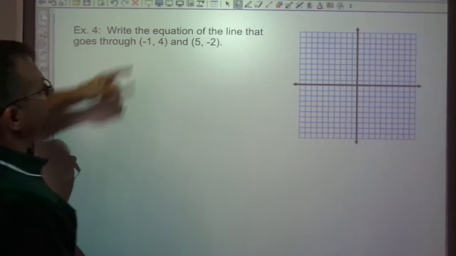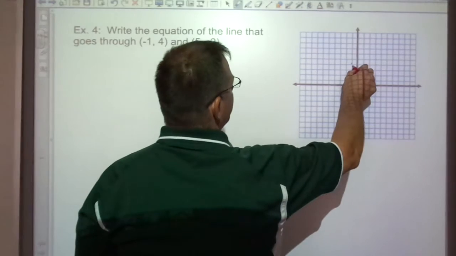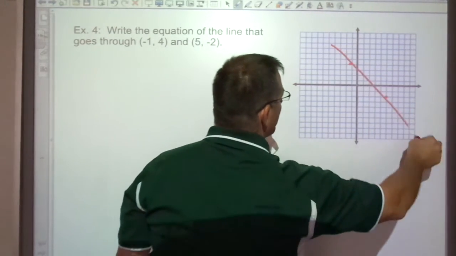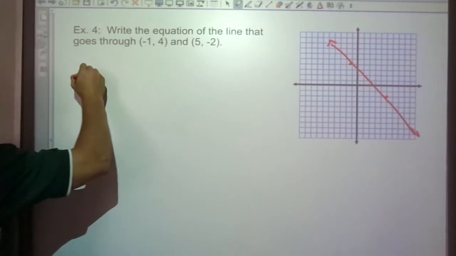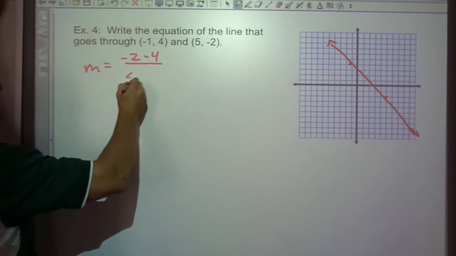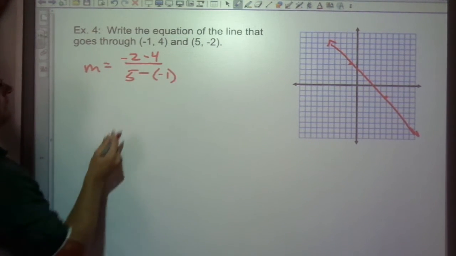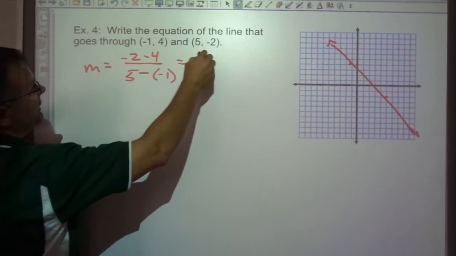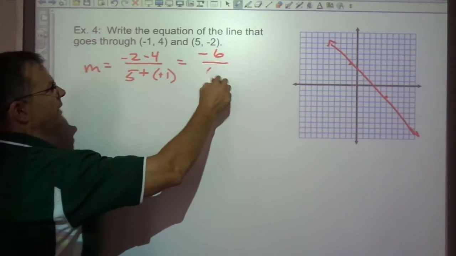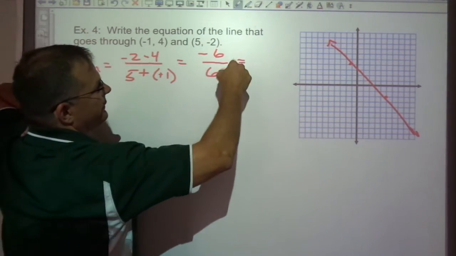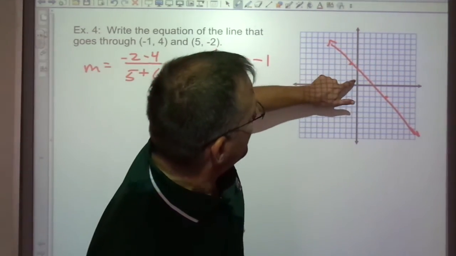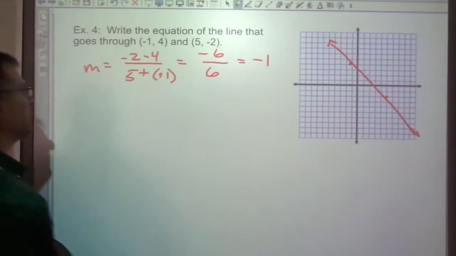We've got these 2 points, (-1, 4) and (5, -2). I need to find the equation here. So first let's find the slope. y2 minus y1 over x2 minus x1. Okay, this is going to be negative 6, and this is minus a negative, be careful, plus a positive. That is positive 6. And negative divided by a positive, that's going to be negative 1. So it looks like it's going down 1 over 1, down 1 over 1. Pretty good, there's my slope.